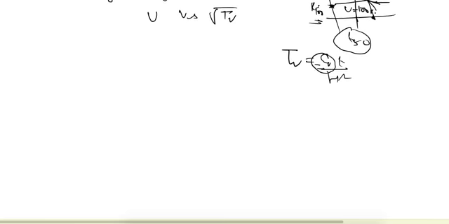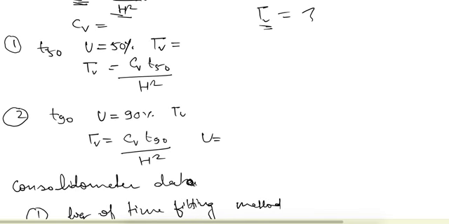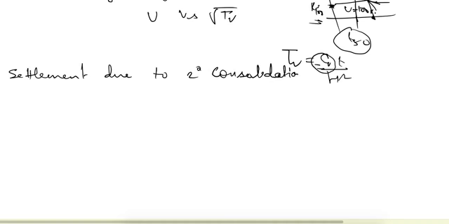So this kind of method is used to find the value of the coefficient of consolidation. Just this part is necessary: in the first one we calculate T50, and in the next one we calculate T90. That's it for this one. After that there is settlement due to secondary consolidation. This is also not important for exams, but there is just one formula that we can see.